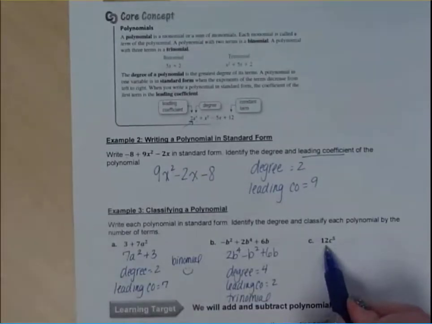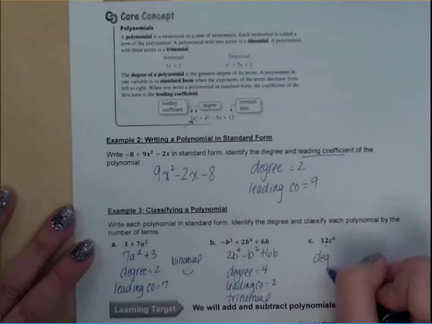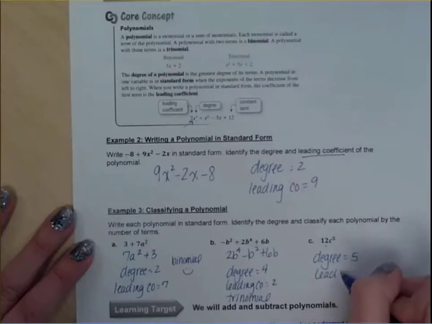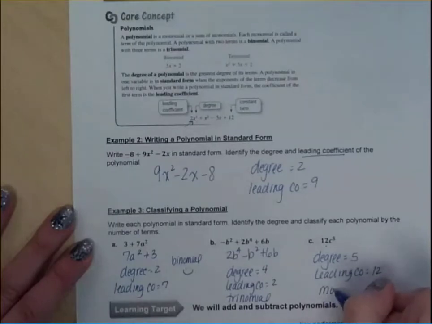Since I only have 1 term here, it's already in standard form. So my degree is 5. The leading coefficient is 12, and since there's 1 term, this is a monomial.